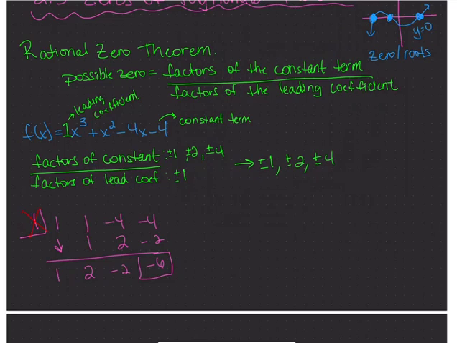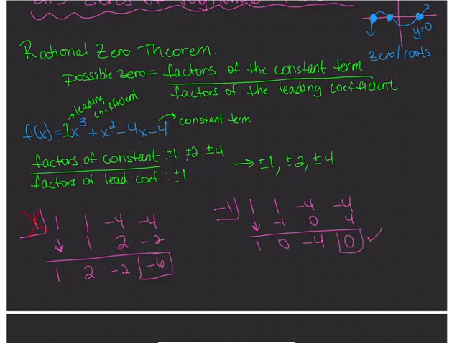So let's go with, I don't know, let's try negative 1, right? So same concept. I'm going to put negative 1 in my box. Right, I got a 1, 1, a negative 4, and a 4. Drop down the 1. Negative 1 times 1 is negative 1, which is going to give me 0. Negative 1 times 0 is 0. It's going to drop down and give me a negative 4. Negative 1 times negative 4 is a positive 4, and I get 0 as my remainder.